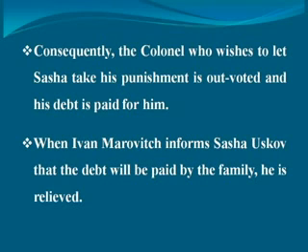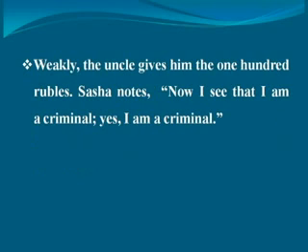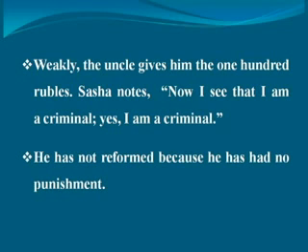When Ivan Markovitch informs Sasha that the debt will be paid by the family, he is relieved. However, no sooner has he learned this than he asks his uncle for 100 rubles, threatening to present another false note tomorrow. Weakly, the uncle gives him the 100 rubles. Sasha notes, "Now I see that I am a criminal. Yes, I am a criminal." He has not reformed because he has had no punishment.